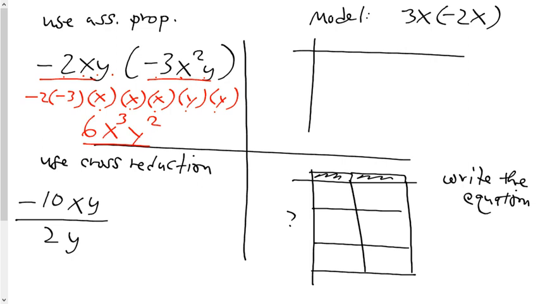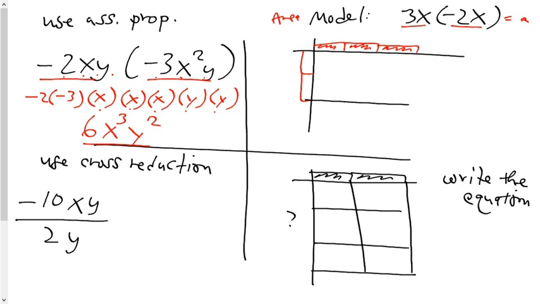The second question says model 3x times negative 2x. So essentially what we use for modeling is what's called an area model. This can be considered the length, this can be considered the width, and this could be considered the area. Length times width would equal the area, or 3x, which I'll draw using these very poorly drawn x tiles, multiplied by these 2 poorly drawn negative x tiles. The area will be the center part and the answer to the product.